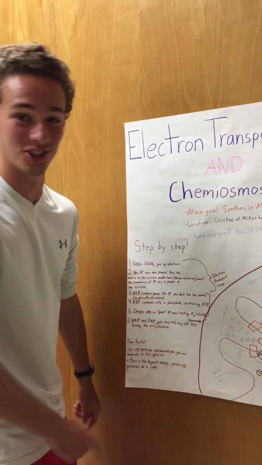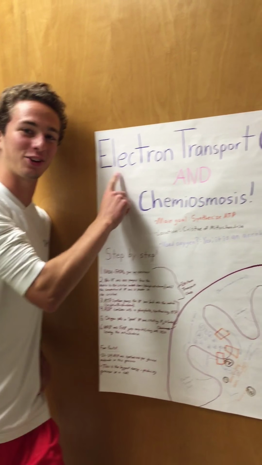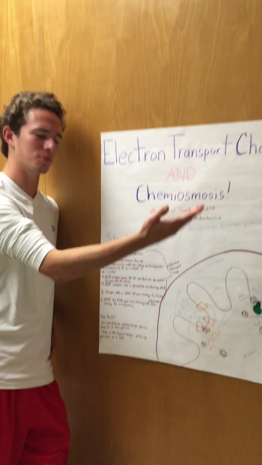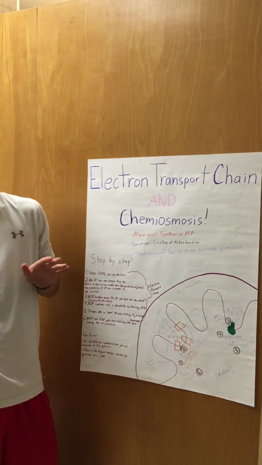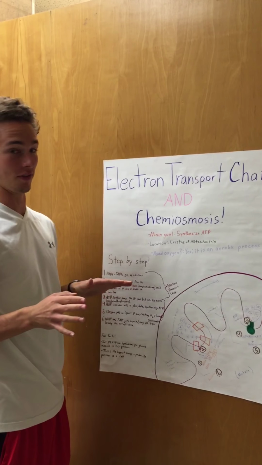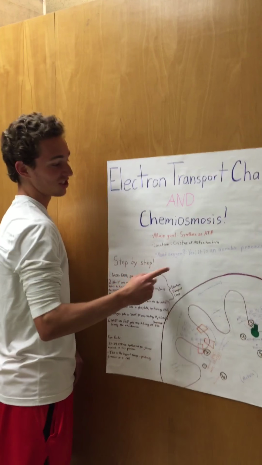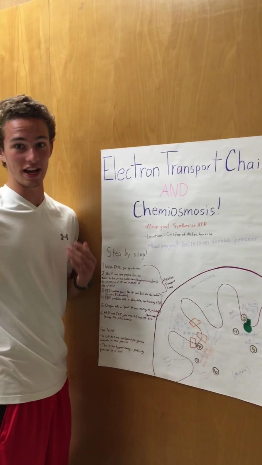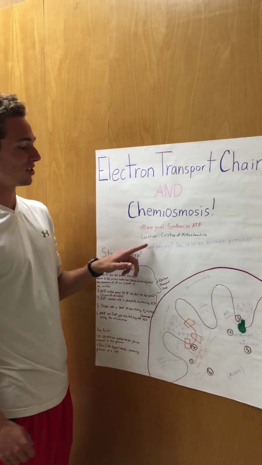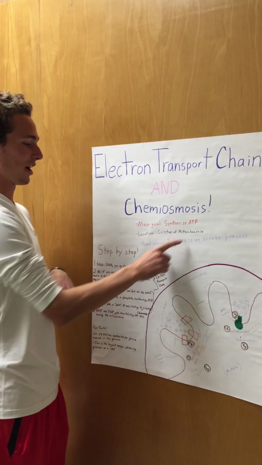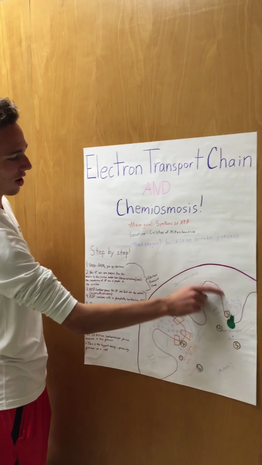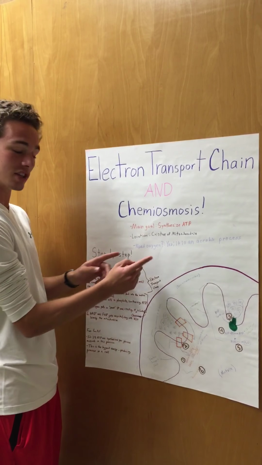Well, hey there! Today, we're going to learn about the electron transport chain and chemiosmosis. So this is a pretty sweet process in the mitochondria of the cell. The main goal is to synthesize ATP, which is used as energy, and it happens in the cristae of the mitochondria, which are these little folds that you see here. And then this does need oxygen, so it is an aerobic process.